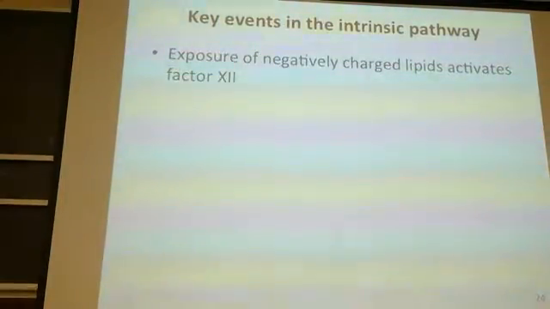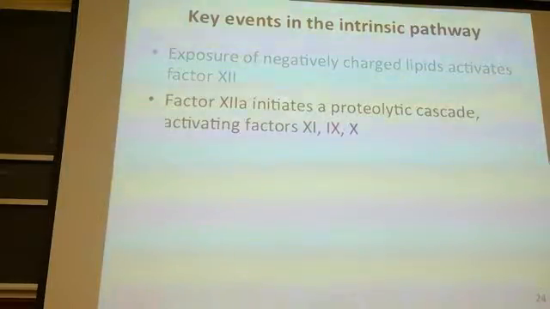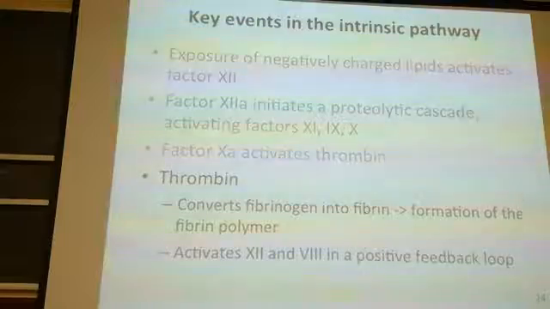So key events in the intrinsic pathway are the initial exposure of negatively charged lipids. This is going to activate factor 12, and this is also important because it recruits factors that sit with calcium as this sort of negatively charged calcium sandwich. Right? So carboxyl residues bind calcium, which combines with these negatively charged lipids. Activated factor 12 can then initiate a proteolytic cascade, resulting in sequential activation of 11, 9, and 10. Activated factor 10 finally activates thrombin, which does two things.